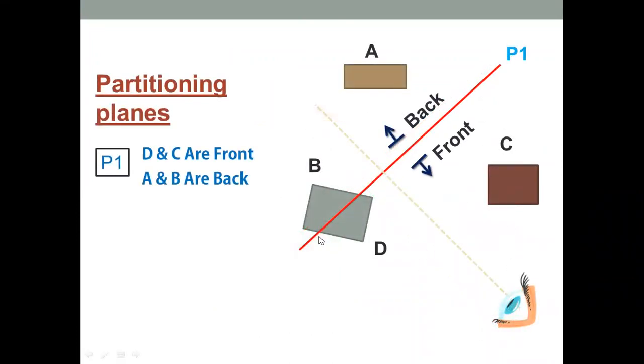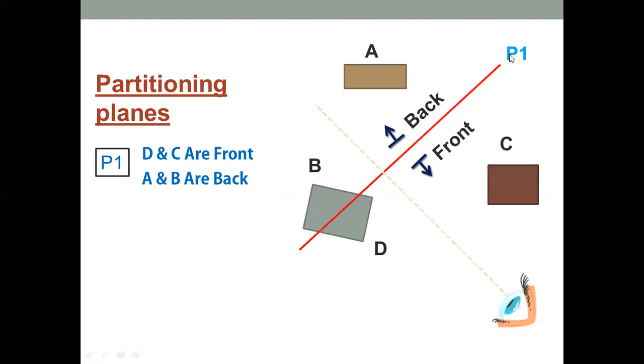So considering this P1 plane, this is our viewpoint. The first plane we met is this plane. From this line, we got two planes, and our eye gets the first side of this plane. That means the plane which included C and D objects. We consider this plane as our front plane and this other plane as the back plane.